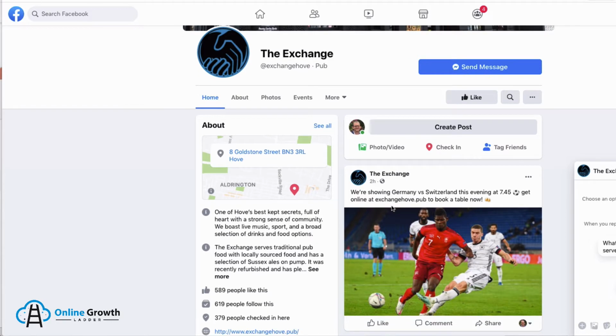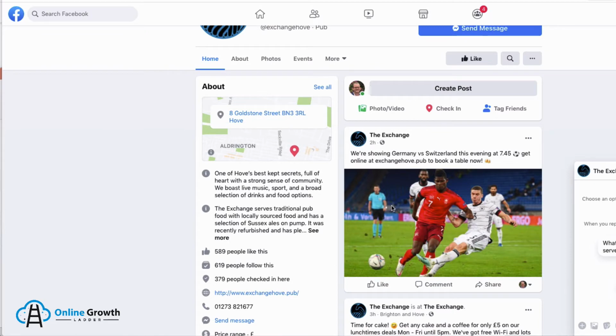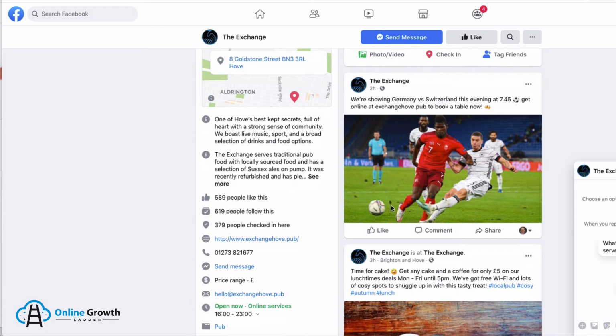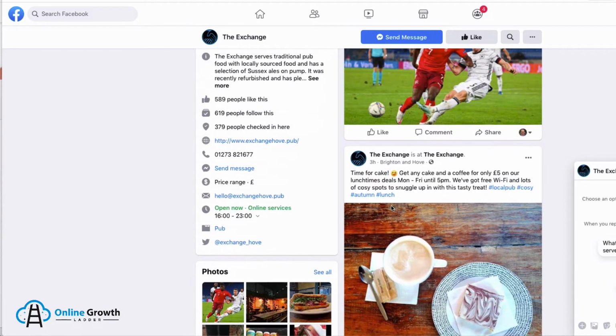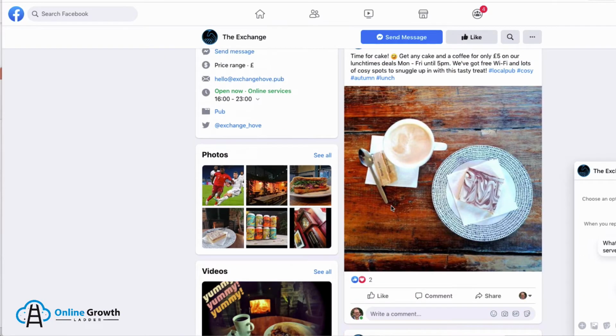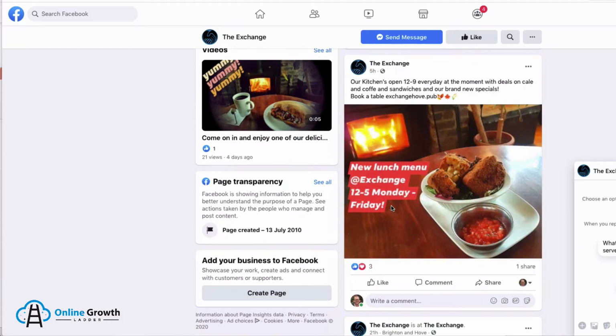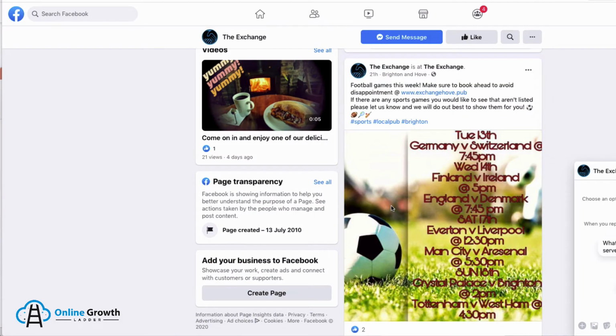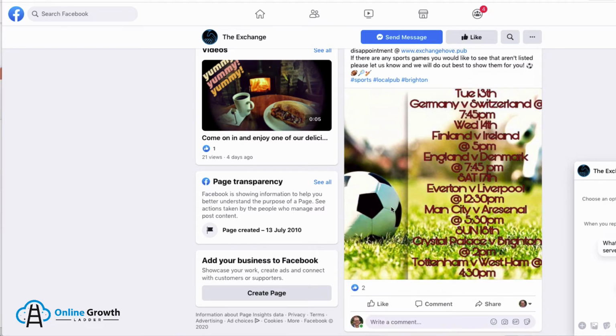So they're advertising here. Well, they're just posting on Facebook what games are on. There's a game on tomorrow night. It's on tonight. Then they're talking about a cake that they've got in the pub, and they're saying that they're open for lunch all the way through. They're serving coffee and cake, so it's not just beer. Talking about the food here. They're talking about the event, all of the different games that are on over the next week or so.